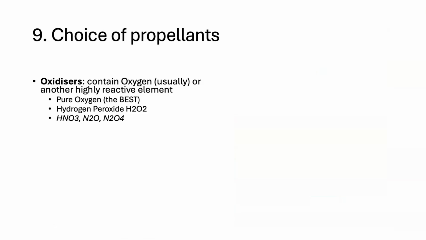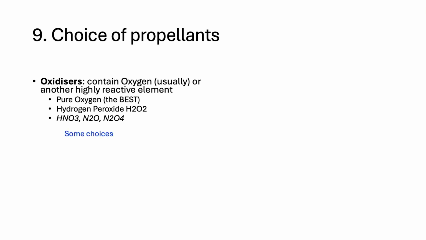The choice of propellants is also pretty important. As mentioned earlier, you've got various different oxidizers you can use. So these contain oxygen or some other highly reactive element. Pure oxygen is generally the best. Hydrogen peroxide is a nice dense way of storing lots of oxygen. And there are various forms of oxygen combined with nitrogen in the form of the acids, the nitrous and the nitric oxides, which are increasingly difficult to handle and often quite toxic, although N2O, laughing gas, is quite a good one to get started with.